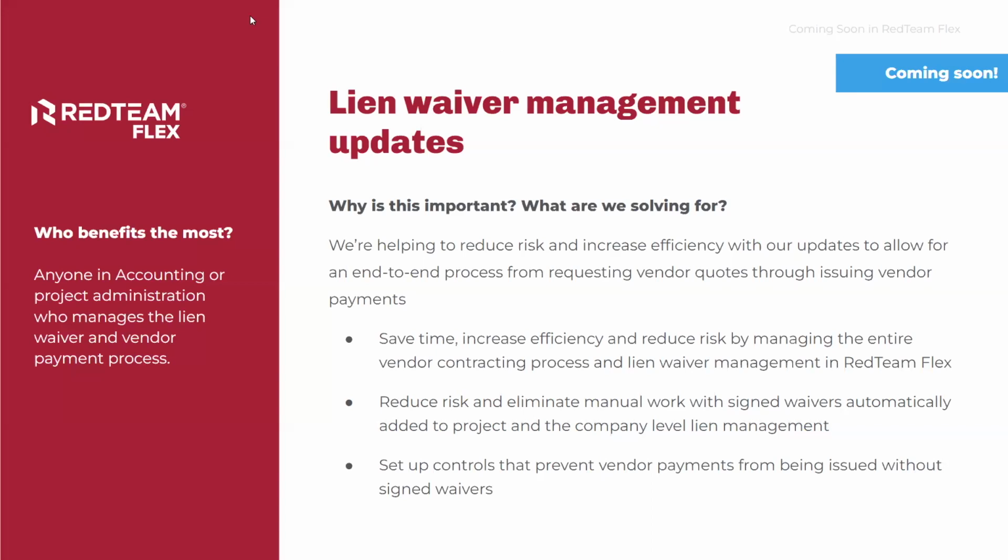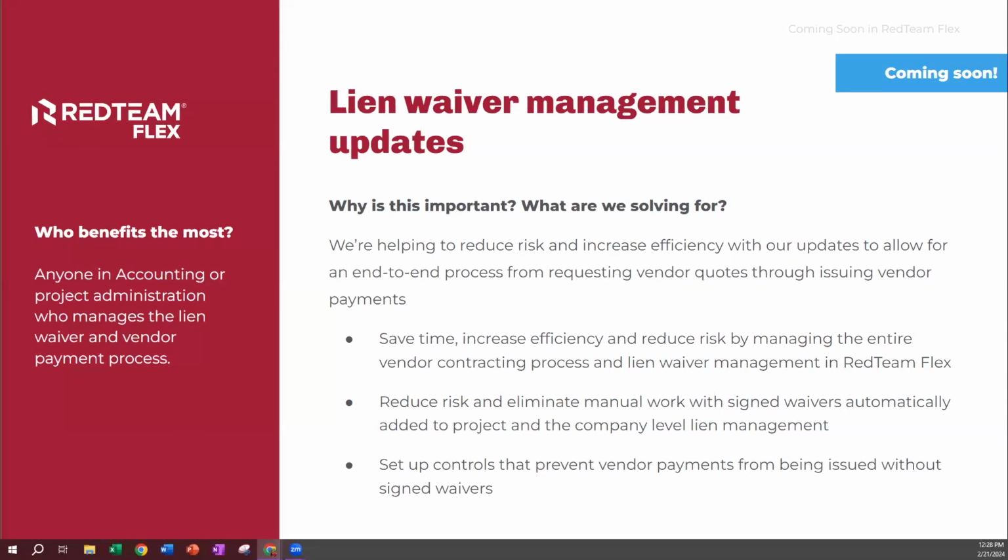So this update really just allows your team to save time, increase productivity by removing the need for lien waiver management to partially take place outside of RedTeam Flex. You'll be able to generate and send the waivers directly from RedTeam Flex. Vendors are going to be able to digitally sign those waivers, which are then stored in RedTeam along with the metadata tracking that you've become used to. So you'll know who took what action and when.